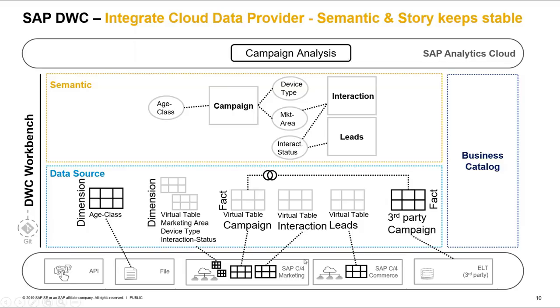So we're providing the ability to add additional data sources, but we also provide you the ability to further adjust and remove, like optimize the number of data sources to the overall system without impacting the semantic model and the connected stories.